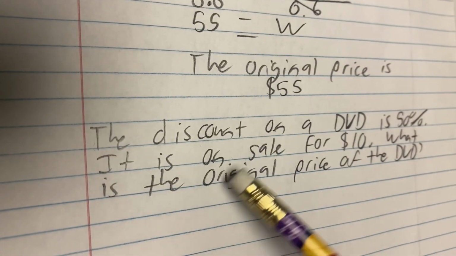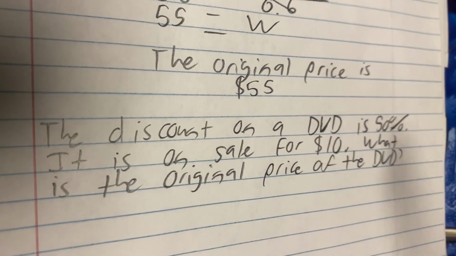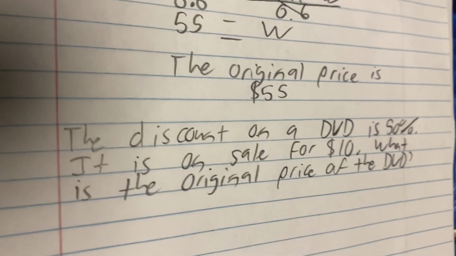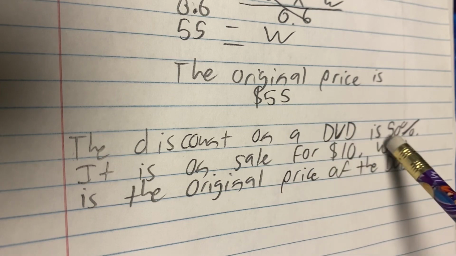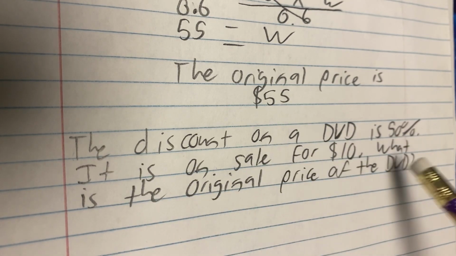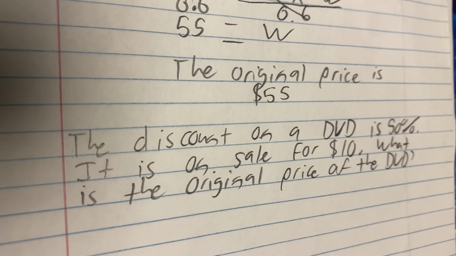So the discount on a DVD is 50%. I'm still so sorry that this side is kind of blurry. I don't know why it's doing that. But the discount on a DVD is 50%. It is on sale for $10. What is the original price of the DVD? So let's find out.